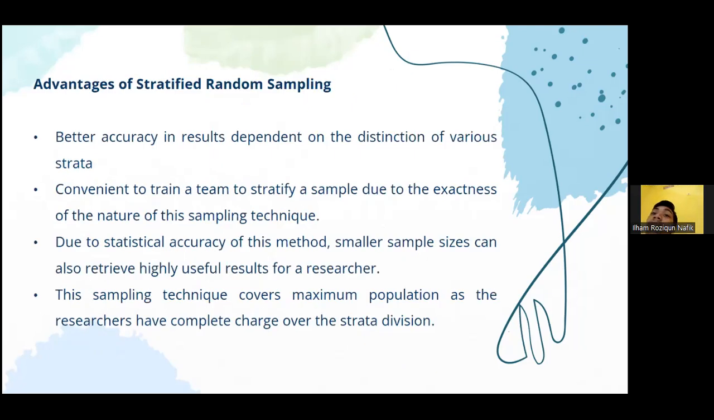There are some advantages from these types. The first one is better accuracy in results dependent on the distinction of various strata. The next is convenient to train a team to stratify a sample due to the exactness of the nature of this sampling technique. The third, due to statistical accuracy of this method, smaller sample size can also retrieve highly useful results for a researcher. And last, the sampling technique covers maximum population as the researchers have complete charge over the strata division.